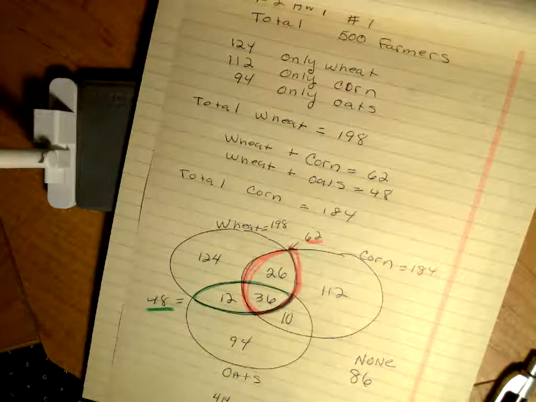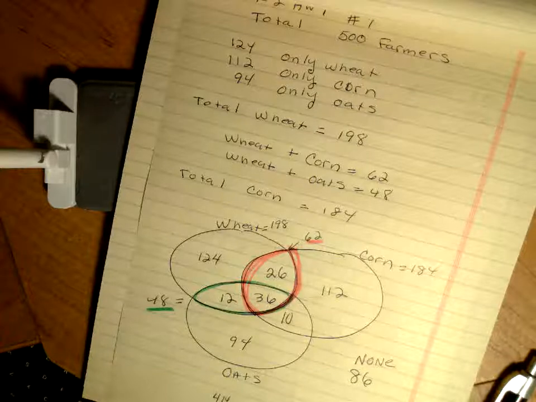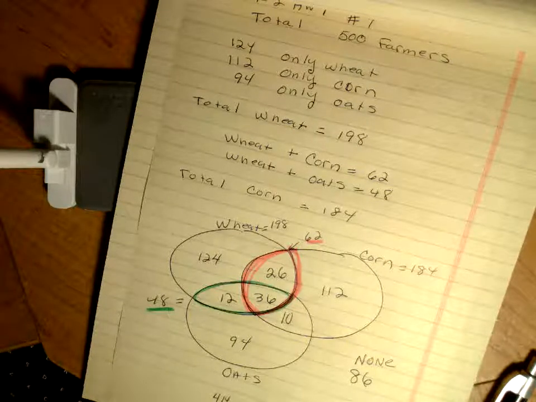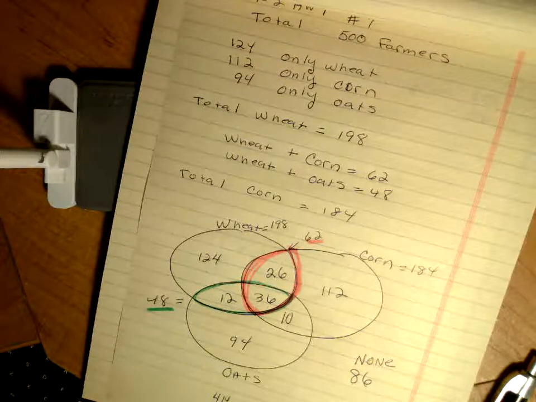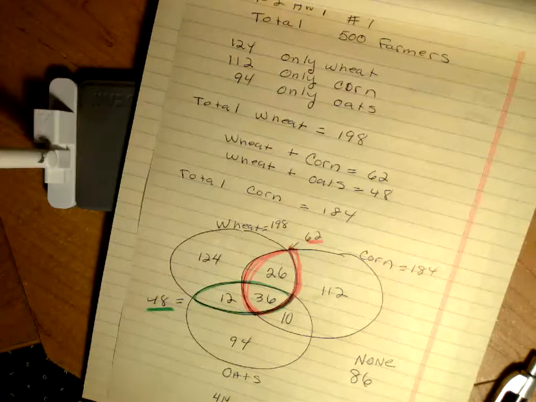The next question was, of the farmers, blank did not grow any of the three crops. Well, that's the one that's on the outside, which is 86. And then the last question asked, of the farmers, blank grew exactly two of the three crops. Well, exactly two of the three crops does not include all three. So you have to add 12 plus 26 plus 10, and you end up with 48 for exactly two.